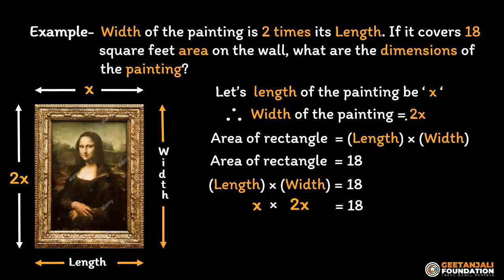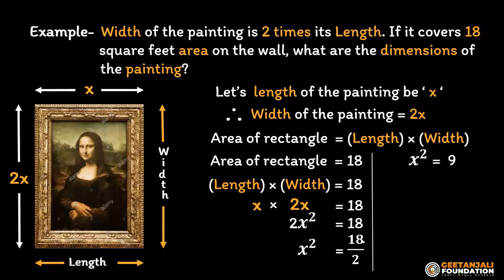Now we will multiply these two terms. So we can say x times 2x will give you 2x square, because x times x is x squared. So it is 2x square, and 2x square is equal to 18. Now we apply the transposition rule to simplify this equation. x square is equal to 18 by 2, because this 2, when you take it to the right hand side of the equals to sign, this will go down over here. So it will be 18 divided by 2. So when you divide 18 by 2, you get 9. x square equals to 9.